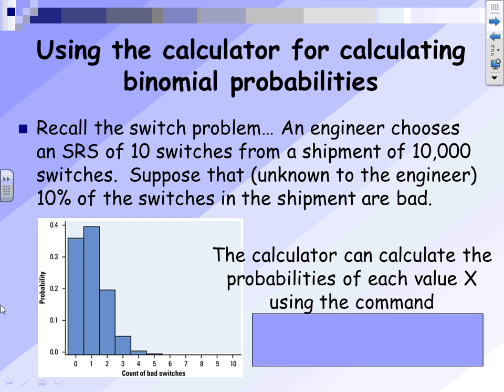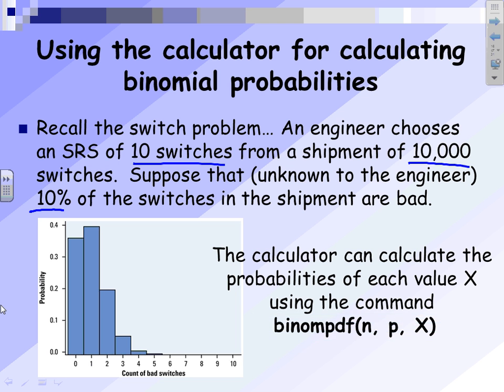But if we were going to be looking at a problem like this here, which is again our switch problem, where we have an SRS of 10 switches, we have 10,000 as our population, and we know that 10% of them are bad. Well, the calculator can calculate the probability of each individual value of x, meaning however many successes we're talking about, using the following command. And it says here, binom PDF.